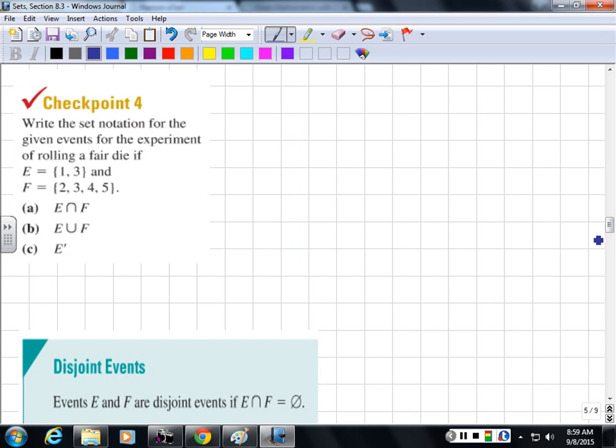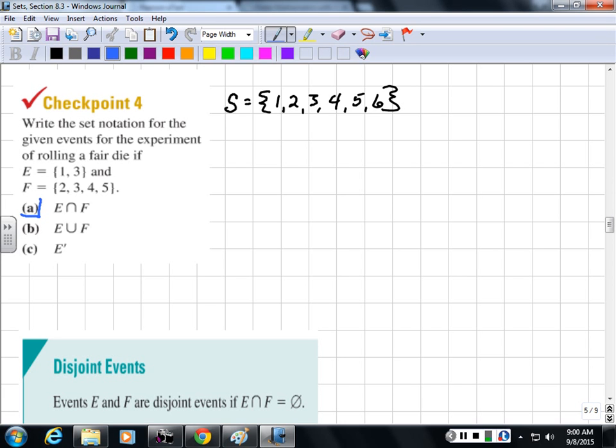All right, we want to write the set notation for the given events for the experiment of rolling a fair, remember, 6-sided die, if E is equal to {1, 3} and F is equal to {2, 3, 4, 5}. Once again, before I start this thing, I need to establish what my sample space is. But we already know what it is. And it's one of those that is ubiquitous. We will use it a lot. So there's my sample space. Now, I want to write the set notation for given events.